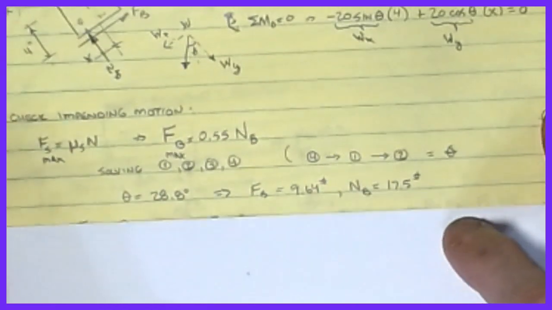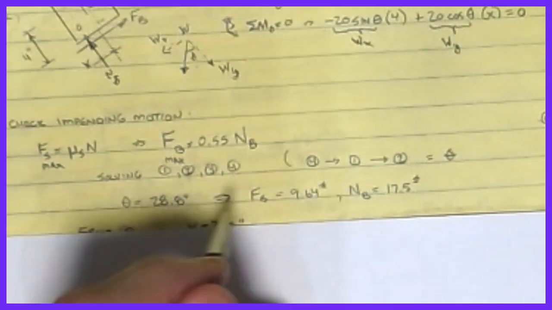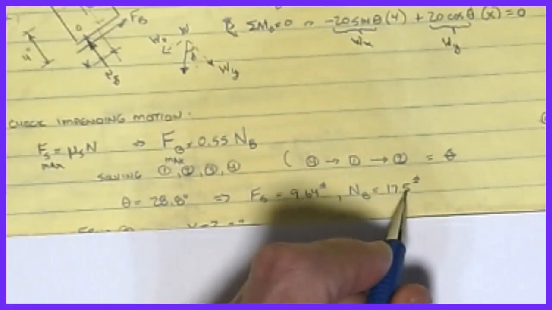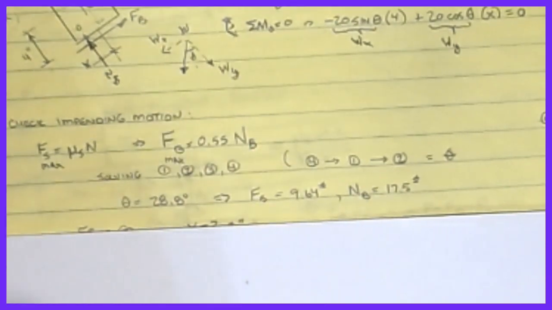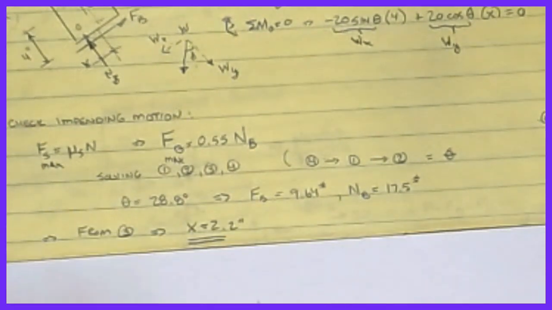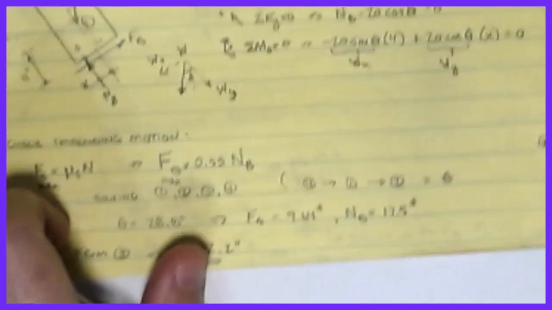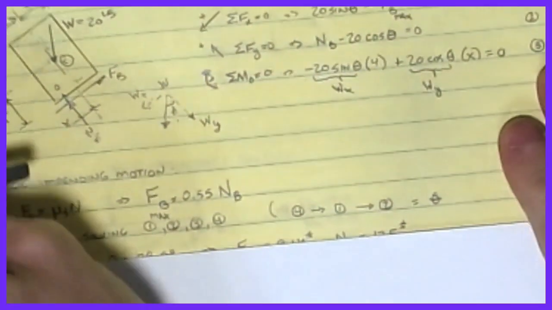Sorry about that. Let's get that down there where you can see it. Okay, theta is 28.8 degrees. Okay, FB is 9.64 pounds. And then NB is equal to 17.5 pounds. That's just an algebra exercise to solve those four equations for each other. Okay, all right. And so then once I know theta, I can plug theta into my third equation, which was that moment equation, and I can solve for what x is.